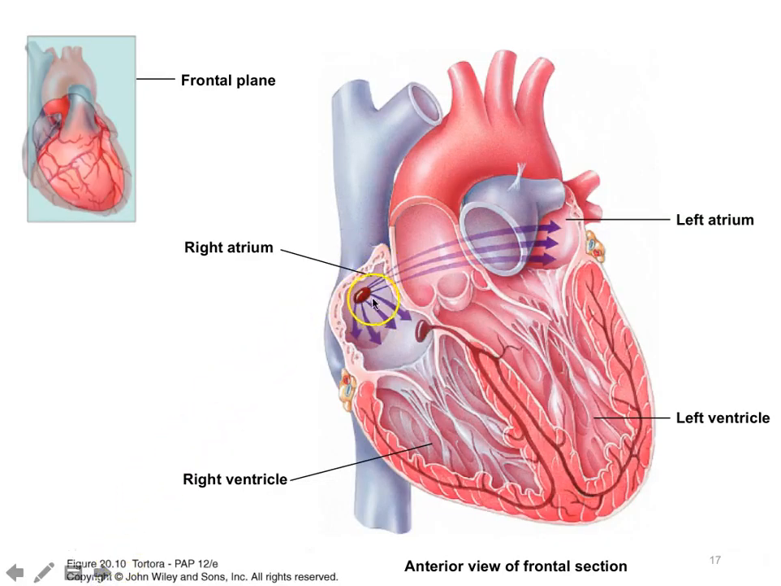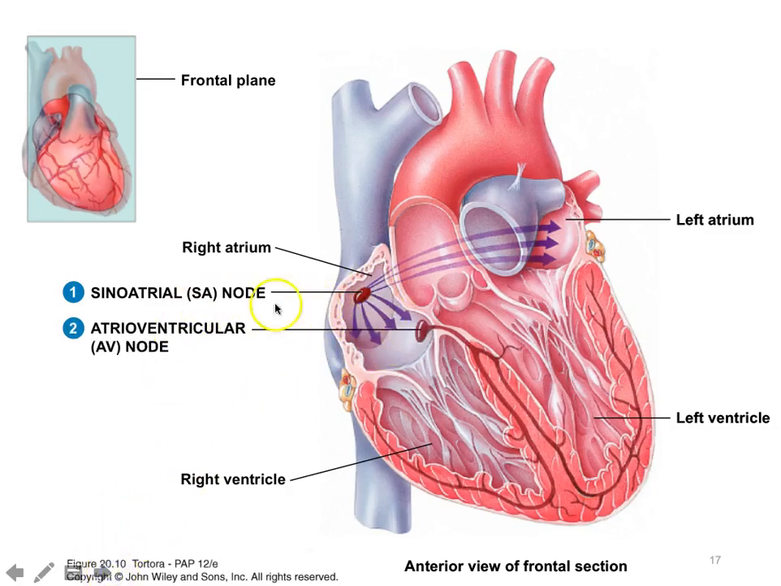So let's just take a quick look at that conduction system. Everything is going to start here in the upper wall of the right atrium. That spot where everything starts is something called the sinoatrial node, or the SA node. That's where the electrical signals start, and they spread over toward the left atrium as well as down toward the ventricles. After the SA node, these signals will reach something called the atrioventricular node, so here by the border of the atrium and ventricles.